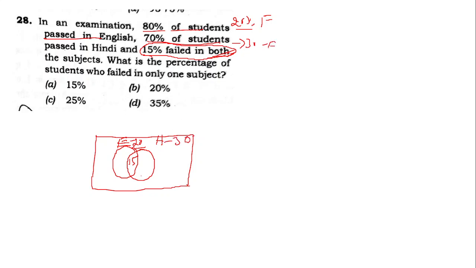So overall, in English, 20% have failed, which means common is 15. So this will be 20 minus 15, which is 5. Same way here, 30 minus 15, which is 15. Okay. Now what is the question? What is the percentage of students who failed only in one subject? This part is only one subject, that is 5. This part is also only one subject, 15. 15 plus 5, 20%. Option B is the correct answer.